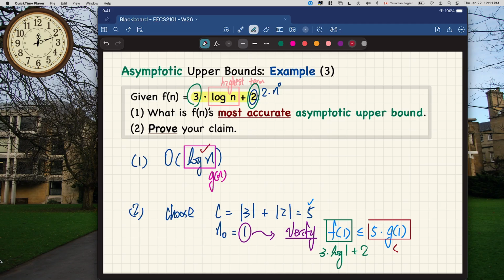That would be 5 times log 1. Let's do a little bit of simplification. You will see that this will be 3 times 0, because log 1 is 0, plus 2, which is 2. And this one will be 5 times 0, which is 0. And 2 less than or equal to 0 is false.